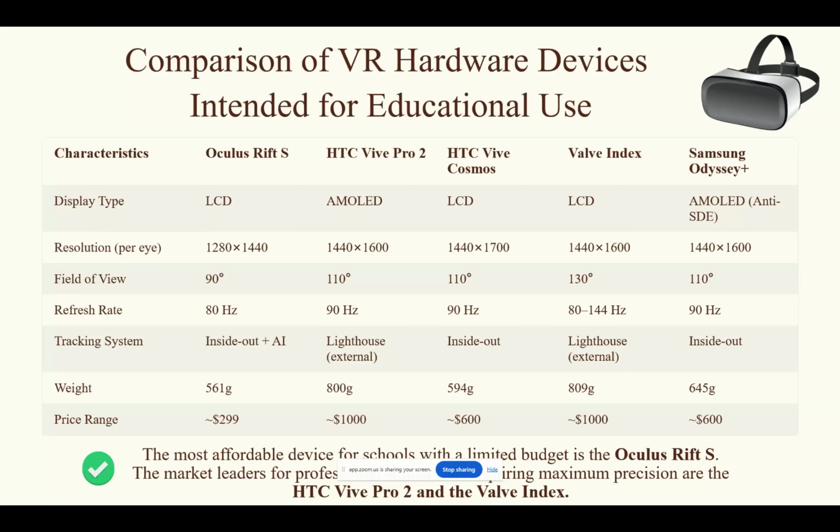Tracking methods differ between inside-out systems and external lighthouse base stations. Weight and comfort also play important roles in classroom settings. Schools with limited budgets generally benefit most from affordable standalone or mid-range devices.